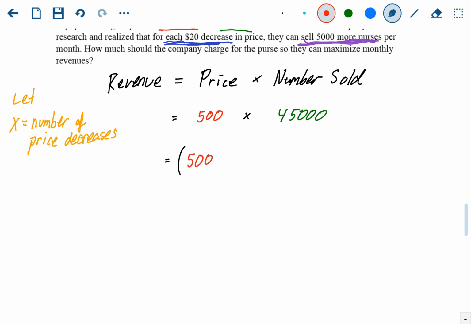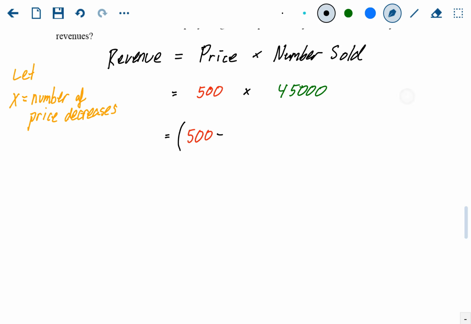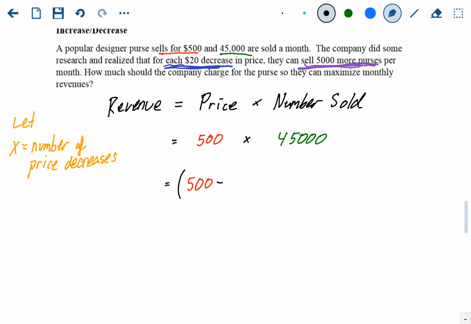So we have the 500, that's the base price. Every time you decrease it, so each x is going to decrease by $20. So the price is going to be 500 minus the $20 decrease times the number of price decreases. So if you decrease it 3 times, the price will decrease actually $60. Okay, so 500 minus 20x.